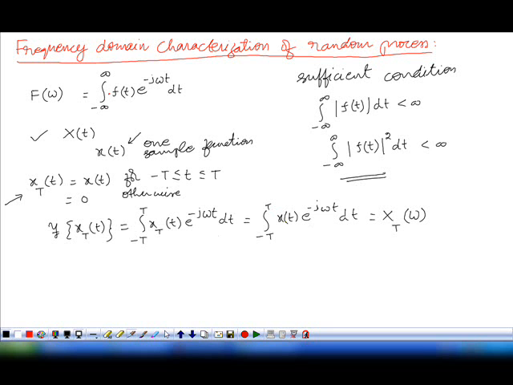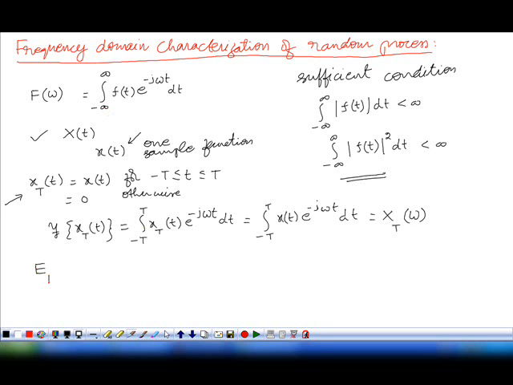Actually the integral is from minus infinity to plus infinity, but from minus infinity to minus T and from T to infinity it is 0. So that's why we are writing it as minus T to T. You can split this into minus infinity to minus T, minus T to plus T, and T to infinity. The two extreme integrals will become 0, and the only integral is this minus T to T.